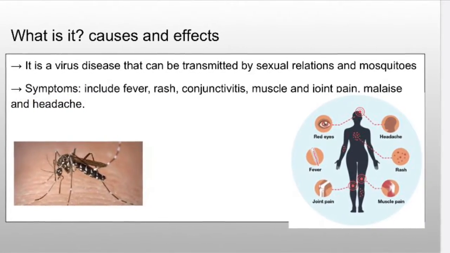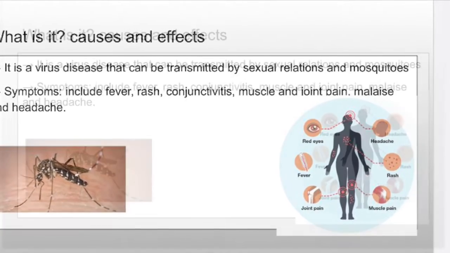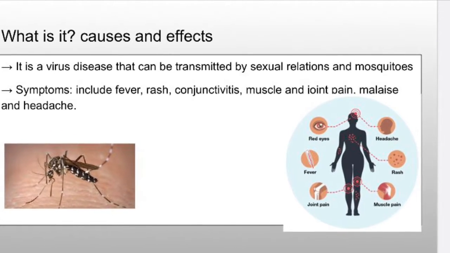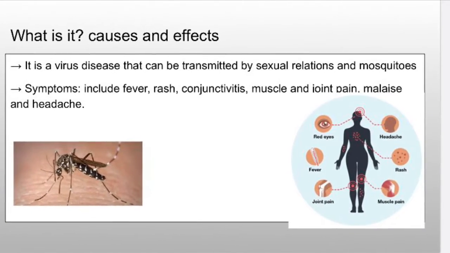What is it? Causes and effects. Zika virus can be transmitted by sexual relations and mosquitoes. The symptoms include fever, rash, muscle and joint pain, malaise, and headache.